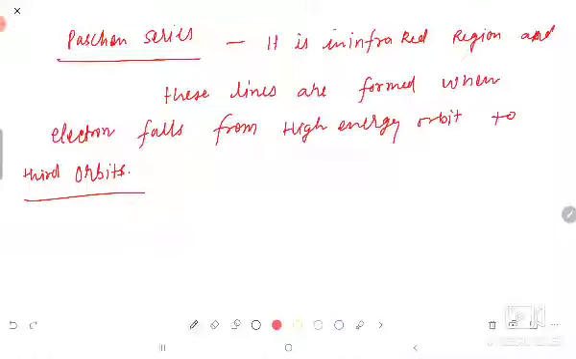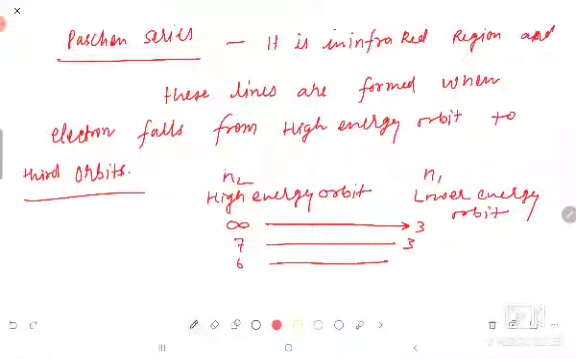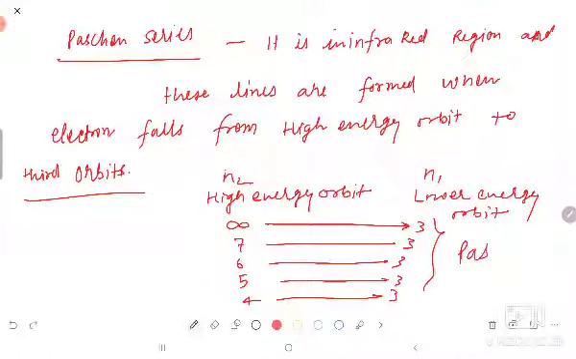Now, let me write. So N2 means the high energy orbit. Where is it falling? N1. Falling orbit means lower energy orbit. Yes or no? So you are saying infinity to 3 is possible, 7 to 3, 6 to 3, 5 to 3, and then 4 to 3. So these are all the series you are obtaining, no? Paschen series. Can you understand this one?